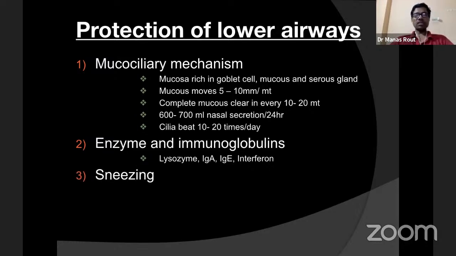Sneezing is a protective mechanism. Some heavy or bigger particles trapped inside the nasal cavity or in the vibrissae cause reactions. That means it irritates the nasal mucosa, and violent sneezing occurs. Because of the violent sneezing, that dust particle is expelled forcefully out of the nasal cavity. That is also a protective mechanism, because if the nose were not there, the particle would directly enter the lung or the alveolus, causing damage. Okay, so these are the protecting mechanisms of the lower airways.